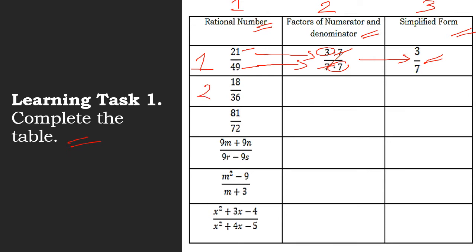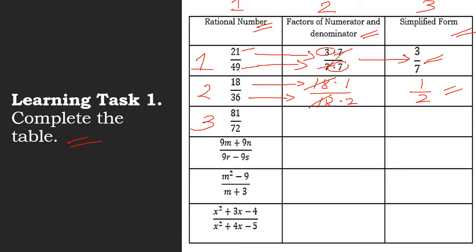Next, number 2, i-factor natin yung 18/36. So, 18, factors ng 18, nakaparehas ng factors din ng 36. Or may kaparehas sa factor ng 36. So, 18 times 1. Over yung 36, ang 36 ay 18 times 2. So, we can cancel 18 and 18. So, ang natira na lang is 1/2. Yan ay simplified form.